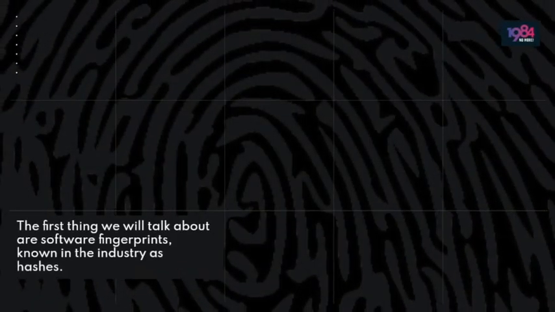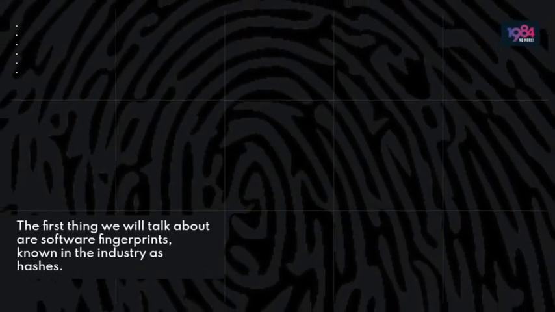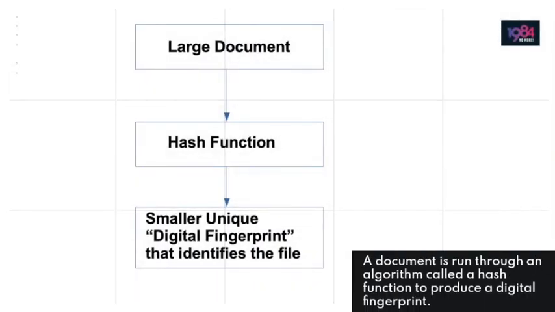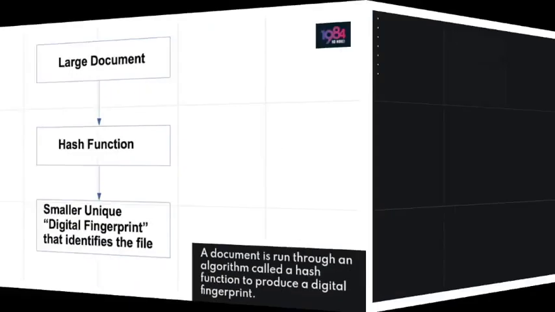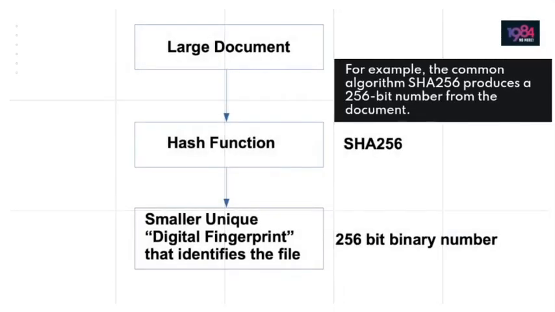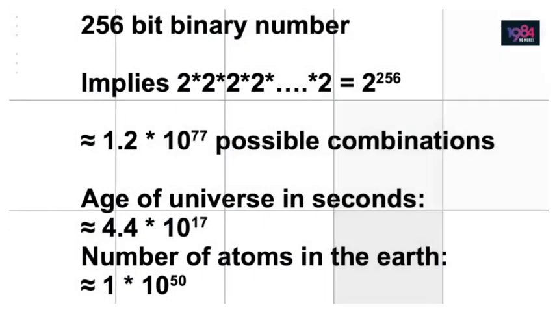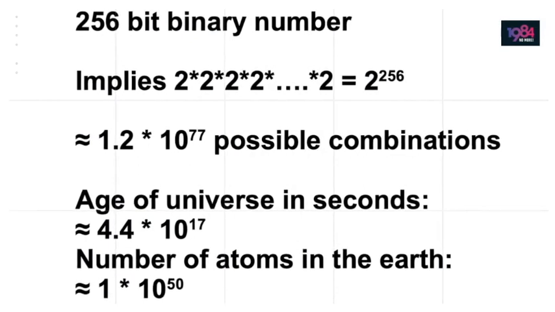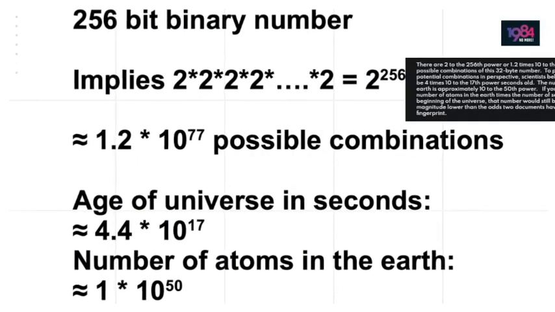The first thing we will talk about are software fingerprints, known in the industry as hashes. A document is run through an algorithm called a hash function to produce a digital fingerprint. For example, the common algorithm SHA-256 produces a 256-bit number from the document. There are 2 to the 256th power, or 1.2 times 10 to the 77th power, possible combinations of this 32-byte number.